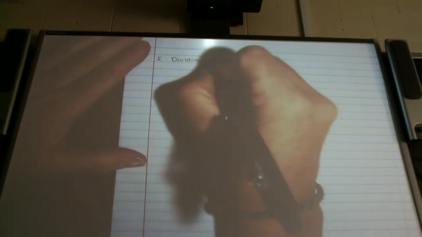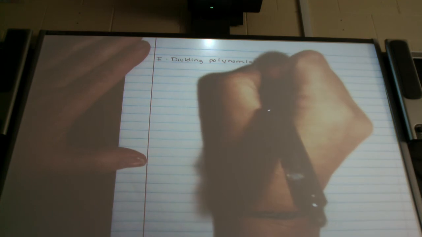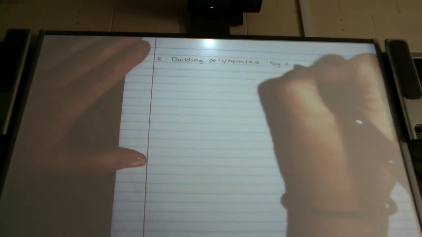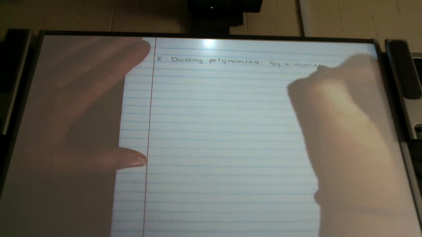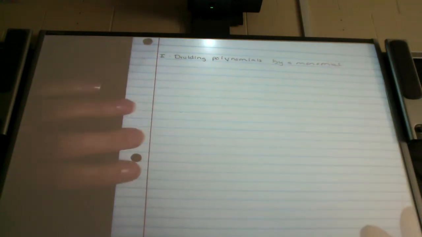All right, let's look at some of your problems you were supposed to do last night. The first one we're going to look at is dividing polynomials by a monomial. And we're going to do the check your understanding was the one that I left for you to do.